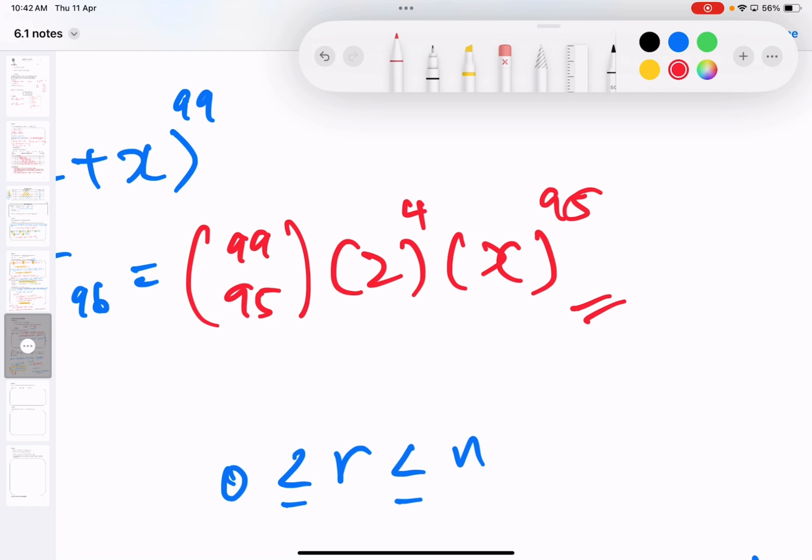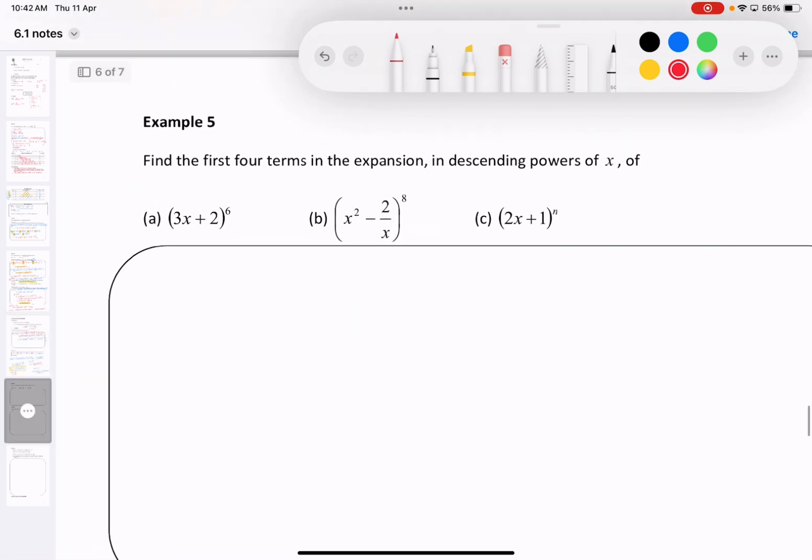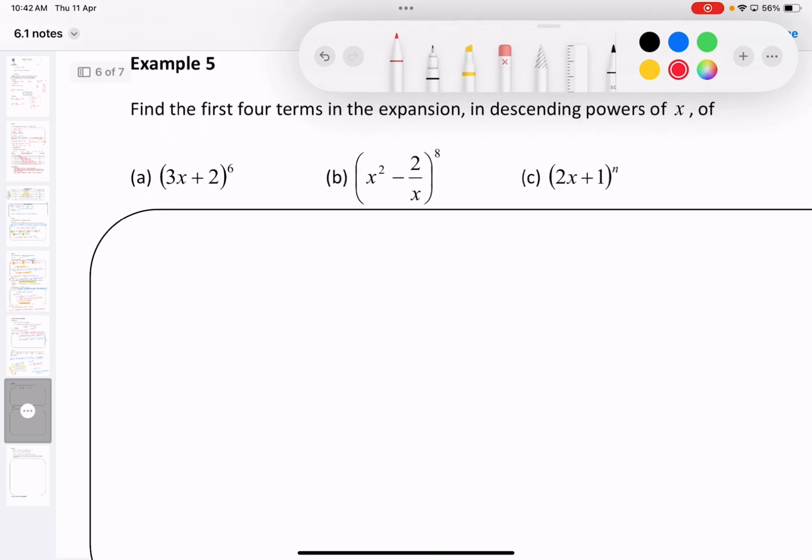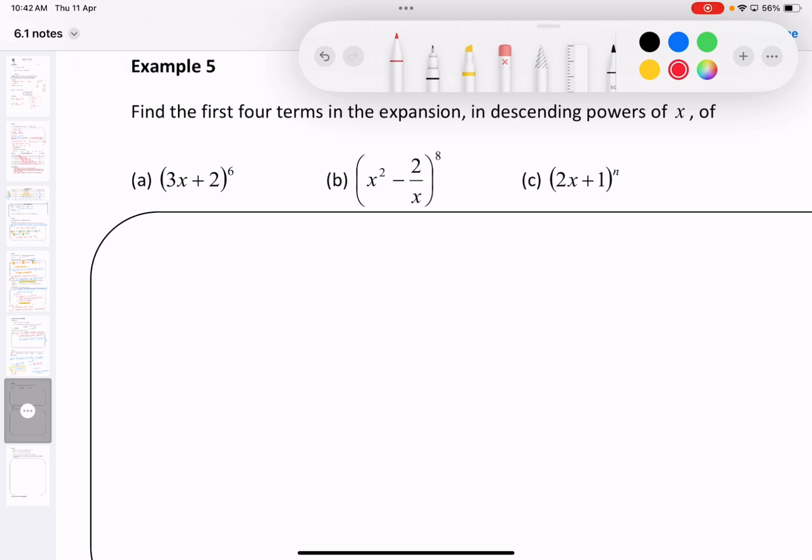Now, let us quickly go and do this question. Find the first 4 terms in the expansion in descending powers of x of the following. So we want to find the descending powers of x of the following. How are we going to do that? Let's do this now. We are going to apply the formula. I'll go through part A with you, and then the rest you're going to do by yourself, okay?